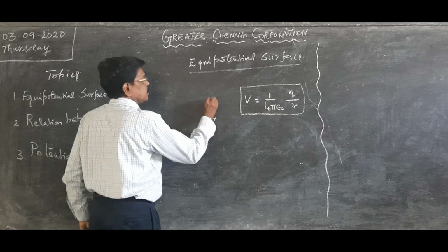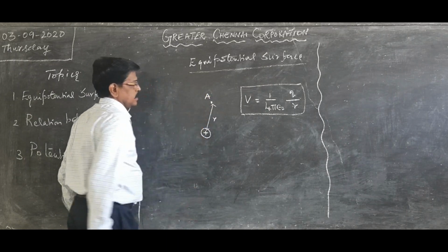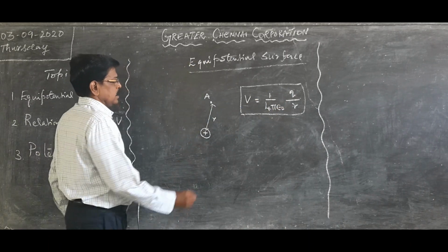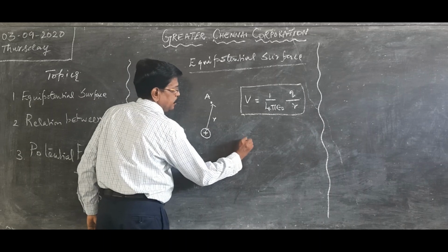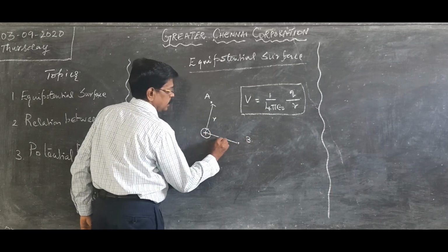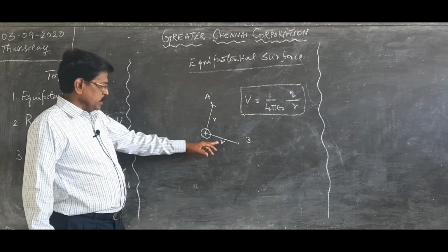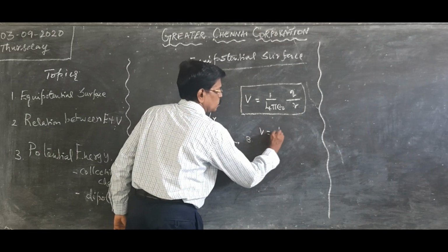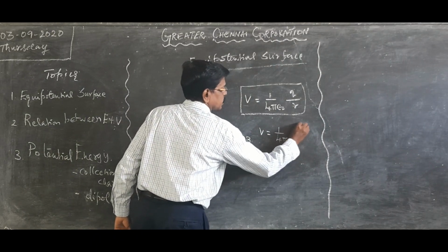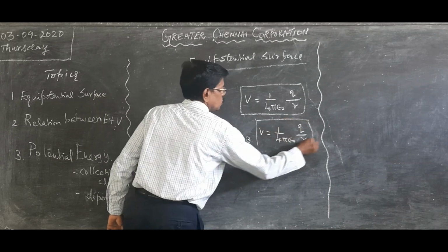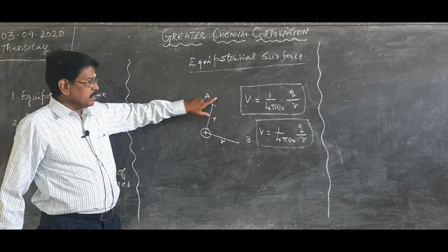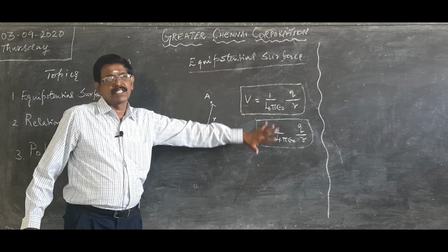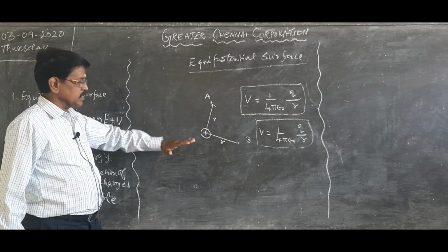So the potential at this point, say the point is A, is V equal to 1 by 4 pi epsilon 0 Q by R. If I assume a point here, let it be B. This point is also at the same distance, say R. What is the potential at B due to this charge? V equal to, once again, 1 by 4 pi epsilon 0 Q by R. See these two cases. At the point A, potential is this value. At the point B, potential is this value. All are same. So A and B are having the same potential.